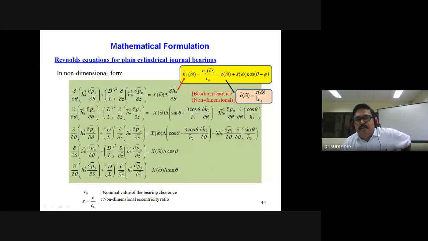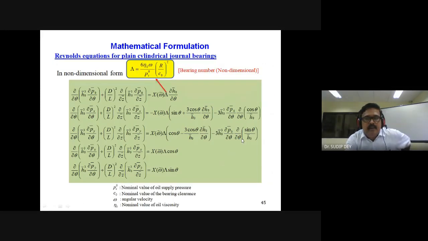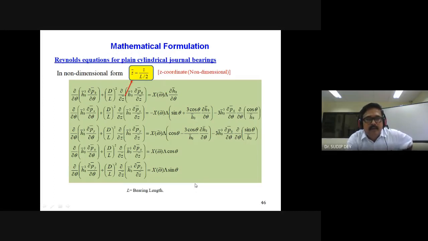C bar omega cap is nothing but C by C0. Now this is known as the bearing number, which is given by this equation. This is also non-dimensionalized, whereas eta 0 is the nominal value of oil viscosity, omega is the angular velocity, C0 is the nominal value of bearing clearance, and PS0 is the nominal value of oil supply pressure. So all the equations are partial differential equations.